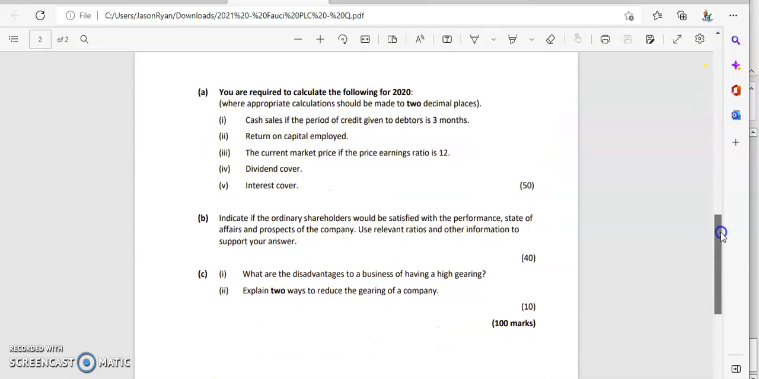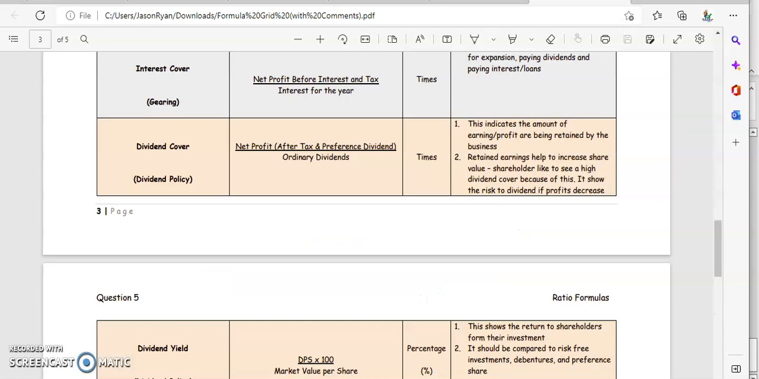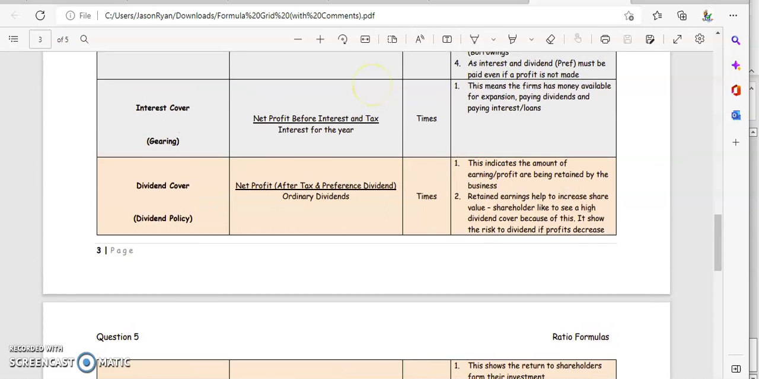Okay, so let's have a look at the fourth and final adjustment that you need to do for Part A for 2021 Fauci PLC, and that's looking at your interest cover. So your interest cover is your net profit before interest and tax, divided by your interest for the year, and this means the firm has money available for expansion, paying dividends and paying interest and loans. So it's looking at how many times you can cover the interest cover within the business itself.